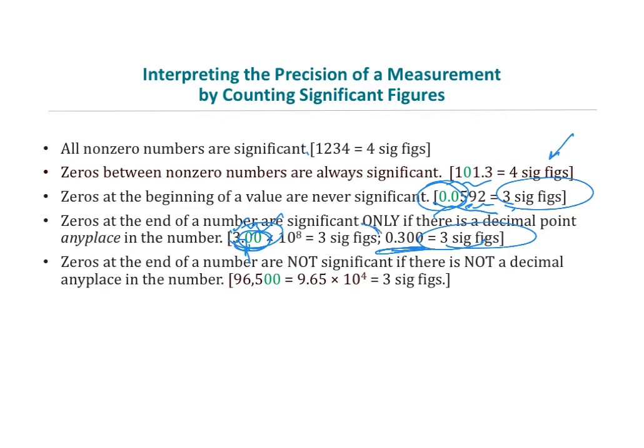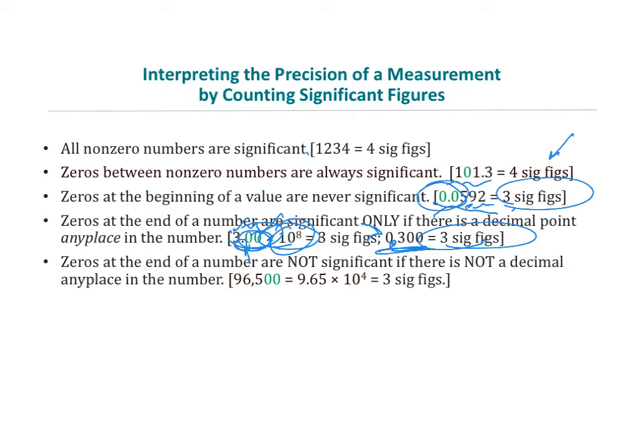0.300: the leading zero, the one in the beginning, never counts. And there is a decimal in the number, so the ones at the end do count. All right, so that has 3 sig figs. Now, scientific notation: the times 10 and the exponent don't factor into the sig figs, okay? That's nothing to do with the measurement. It represents the magnitude of the number. You can't just leave it out, but it doesn't tell us anything about the precision of a measurement.